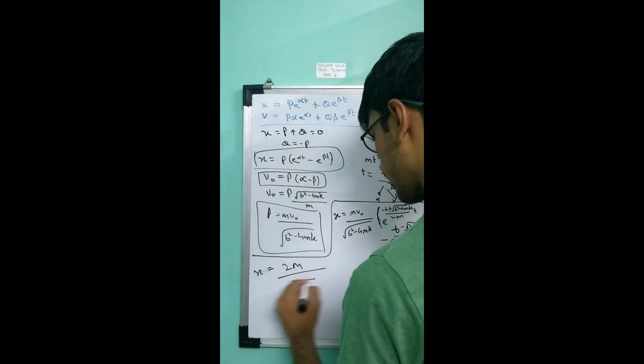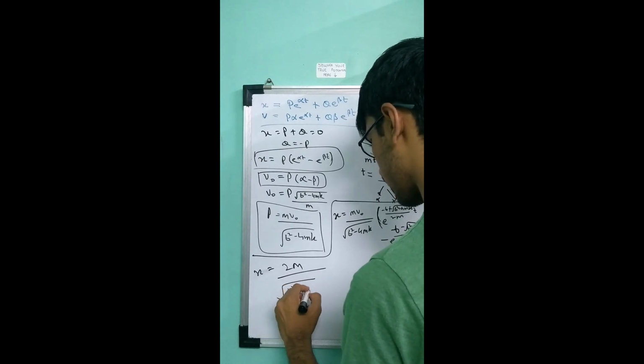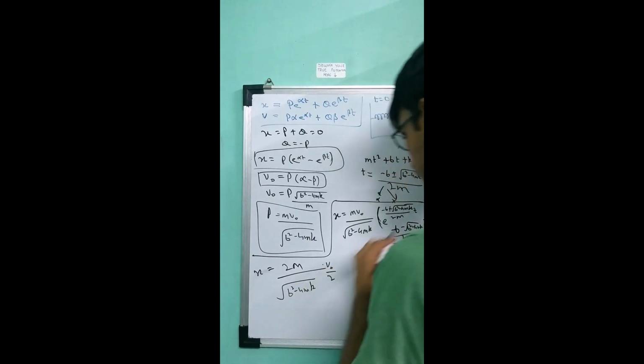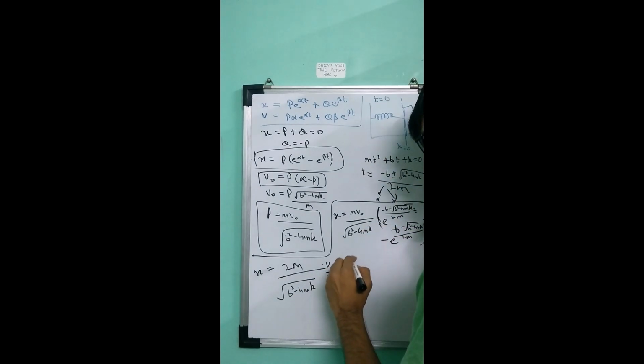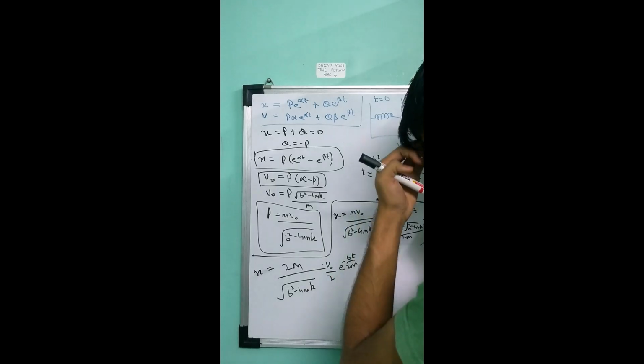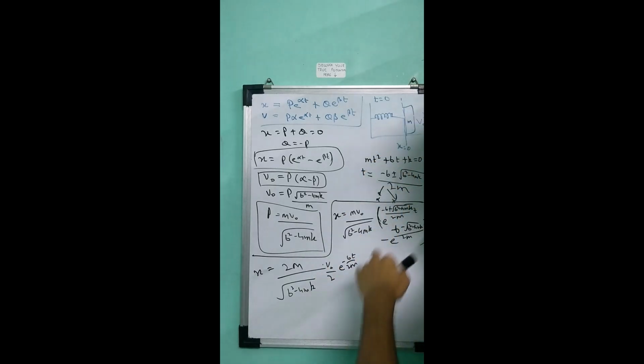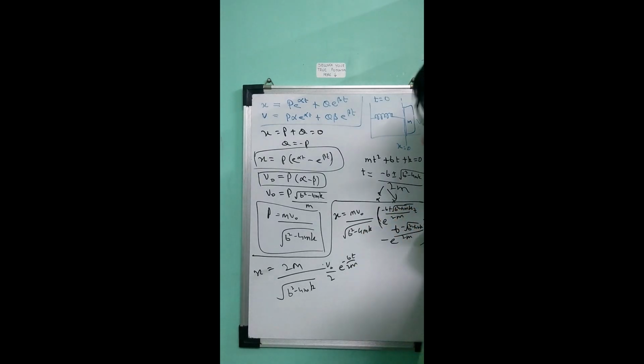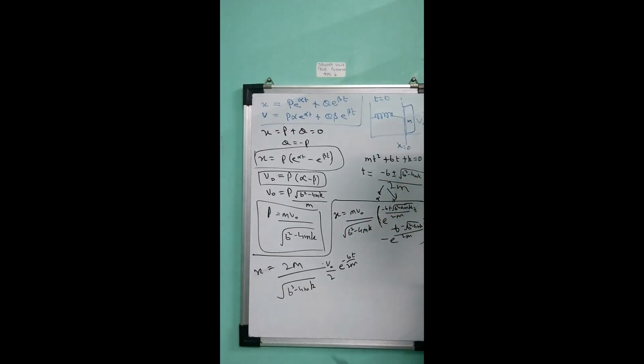2m by root b square minus 4mk into v0 by 2. I'm just writing it like that. We've taken e to the power minus bt by 2m common, so that comes out. What I wanted to do was write root b square minus 4mk by 2m. Okay, fine, we need to discuss that first. So, we see that alpha and beta can take these values.